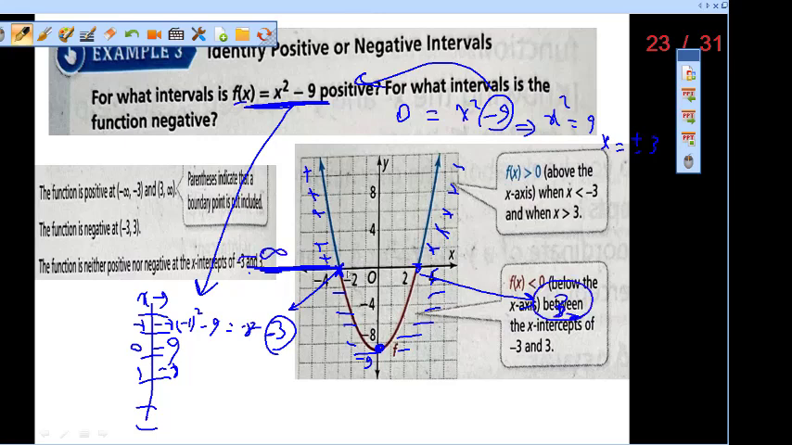From negative infinity until negative 3, it's positive. It means the function is positive from negative infinity until negative 3. And we said in class why this one is open, because y is 0 and 0 is neutral, union, from 3 up to infinity. This one is when the function is positive. When the function is negative, it means from negative 3 to 3.